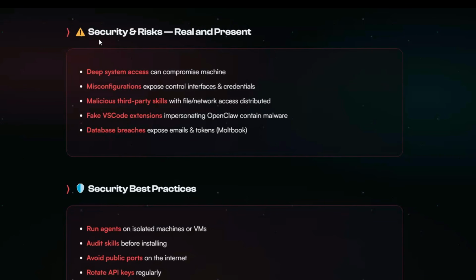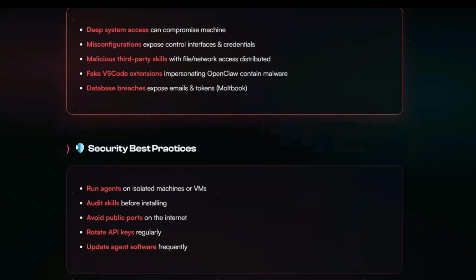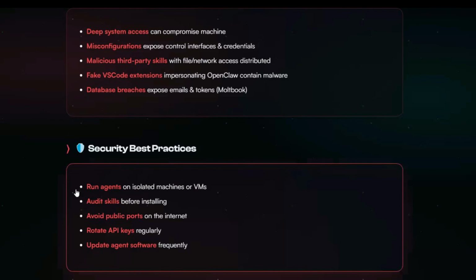Next, we discuss the security and risks around autonomous AI agents like OpenClaw. Because these agents have deep system access, a single vulnerability can fully compromise the system. We have already seen misconfigured setups exposing control panels and credentials, malicious third-party skills with full network access, and even a fake VS Code extension impersonating OpenClaw that contains malware. Similar to the social AI agent network MoltBot, it also has some security risks, and that's why we need to follow best practices, which are not negotiable. For example, run the agent on a separate machine or virtual machine, audit every skill before installing it, avoid exposing ports to the public internet, rotate API keys regularly, and keep all the agent's software fully updated.